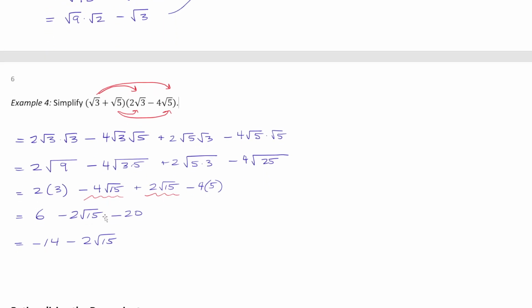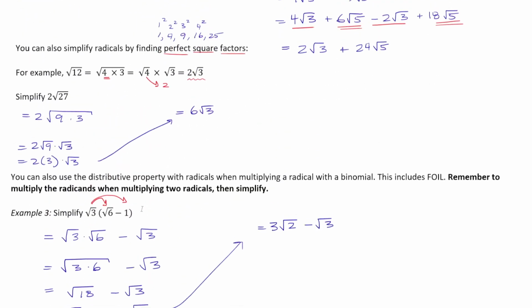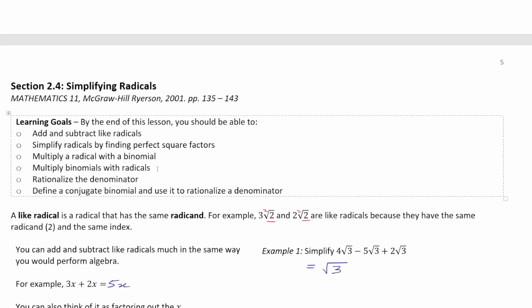Okay, so there we go. That is simplifying after we have distributed. And that takes us to the final expectation for today, which is multiplying binomials with radicals.